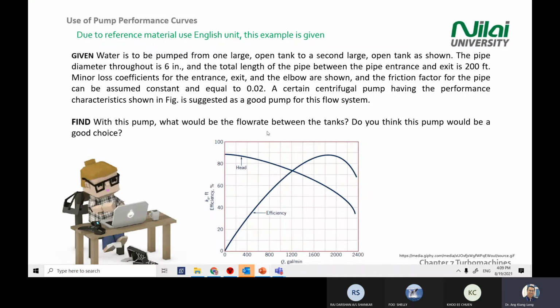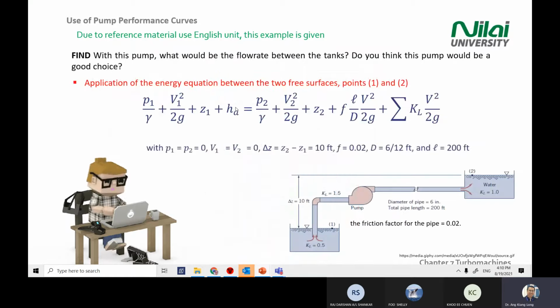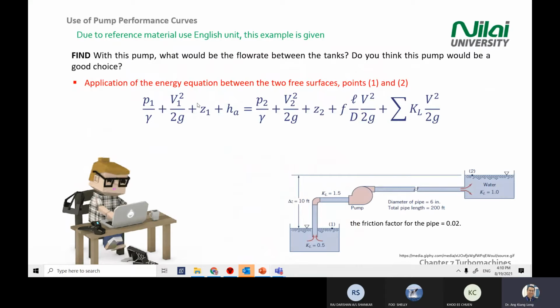All right, and then for this tutorial question, you're given a chart there. On your screen, you are seeing the efficiency versus Q, the volume flow rate, and these two lines are given by the manufacturer. They will give you the efficiency chart and the head. So you need to use this efficiency versus Q chart to solve this question, right? And we have discussed that we will use this energy equation to solve all the pipe questions with a pump.